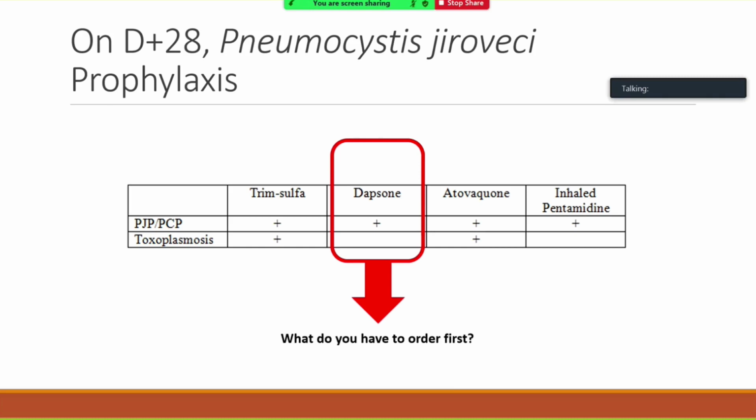Dapsone issues are like you have to order G6PD because we have made Smurf and Smurfette. It's very inappropriate that we have these cases still. Thankfully, it's been a few years, but unfortunately, people get it even when they're not supposed to. We kind of cheat the system. When we order the G6PD, if it's low, we just put it as an allergy with the reason being low G6PD. Don't you dare make that mistake.